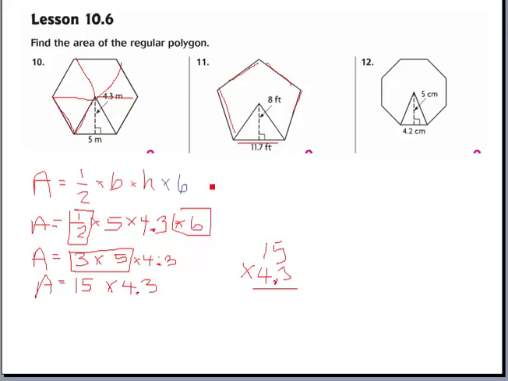Now this one, when you do this one, same formula. Only when you plug in the number here, let's count how many sides there are. There's 1, 2, 3, 4, 5, 6, 7, 8. You're going to apply this red part, but instead of times 6, you're going to put times 8 because this is an octagon.